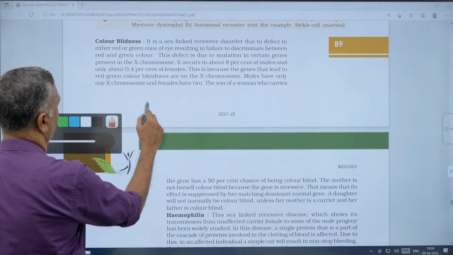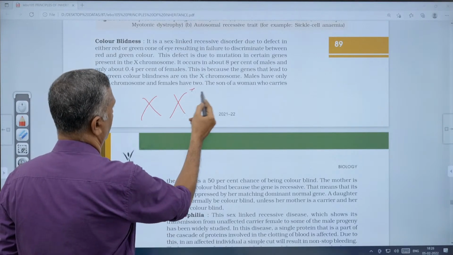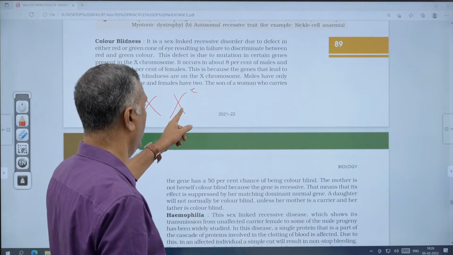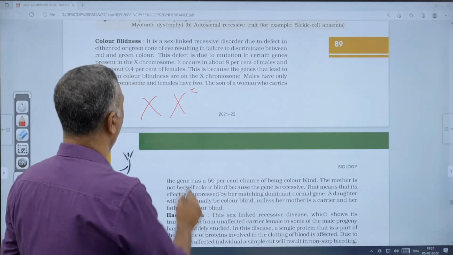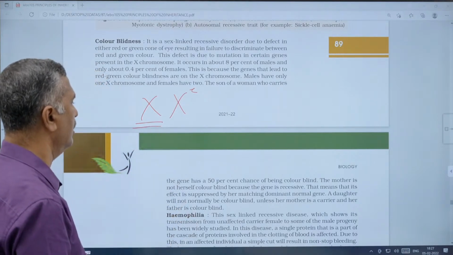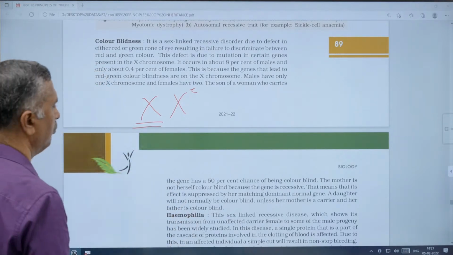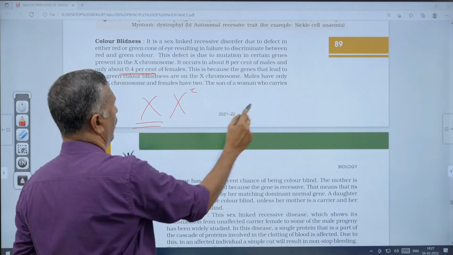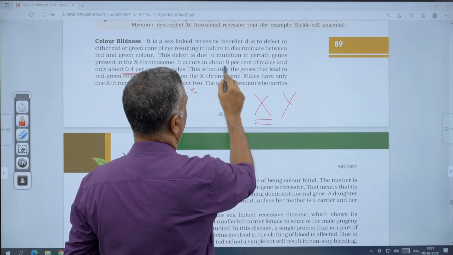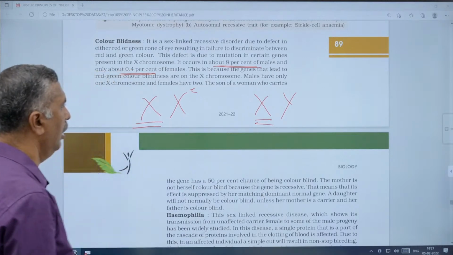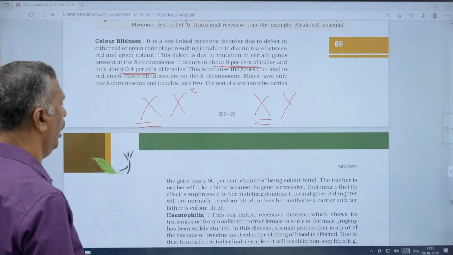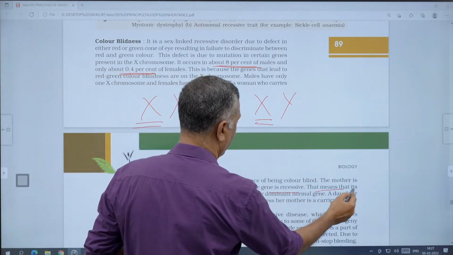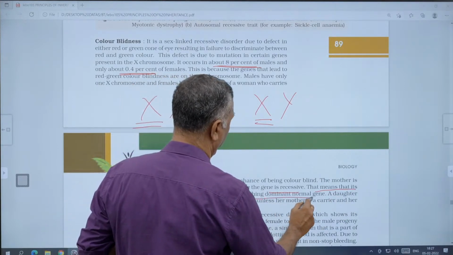Now, in females, X with small c indicates color blindness. In this case, 50% of the mother's X chromosomes have the recessive allele and the other 50% are suppressed by the matching dominant normal allele, which will be masked. In females the effect will be only 0.4%, whereas males have only one X chromosome, so about 8% of males have color blindness. That is an X-linked recessive disorder. The mother is not colorblind because the gene is recessive, which means its effect is suppressed by her matching dominant normal gene.